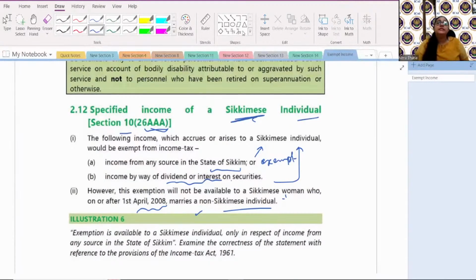Yes, Bhranti, salaries of MLA are taxable under the head income from other sources. You will see it in Y.